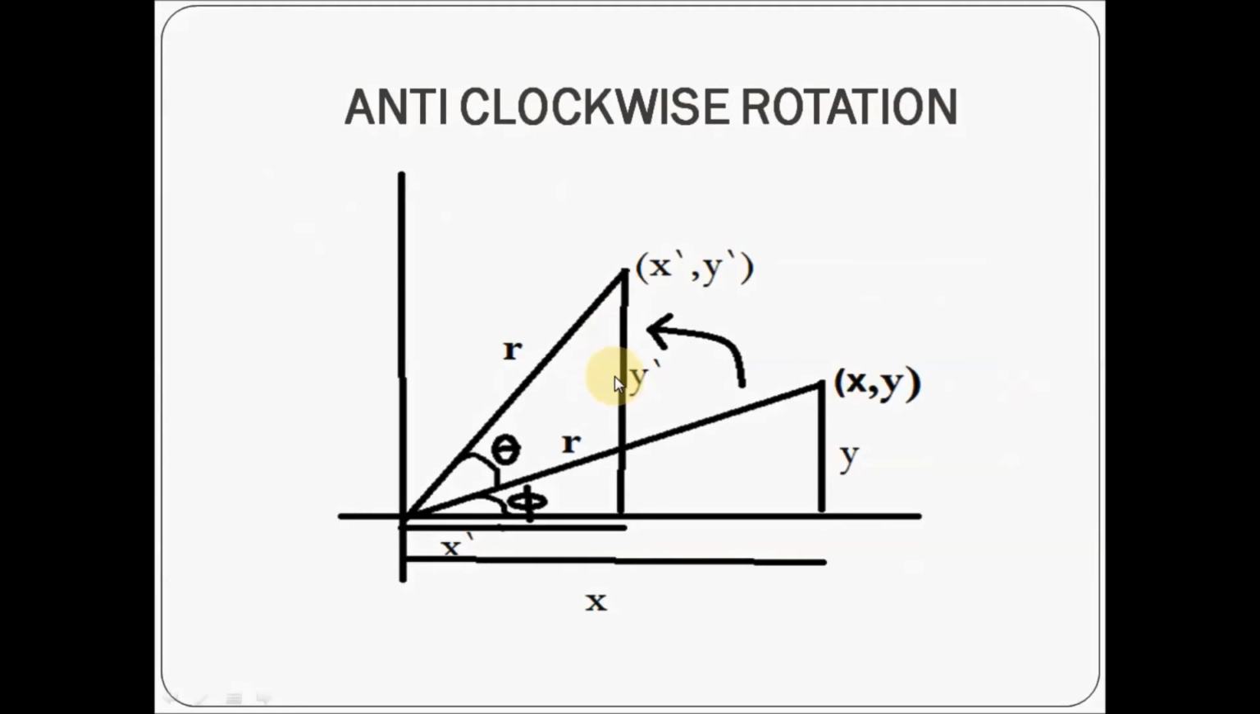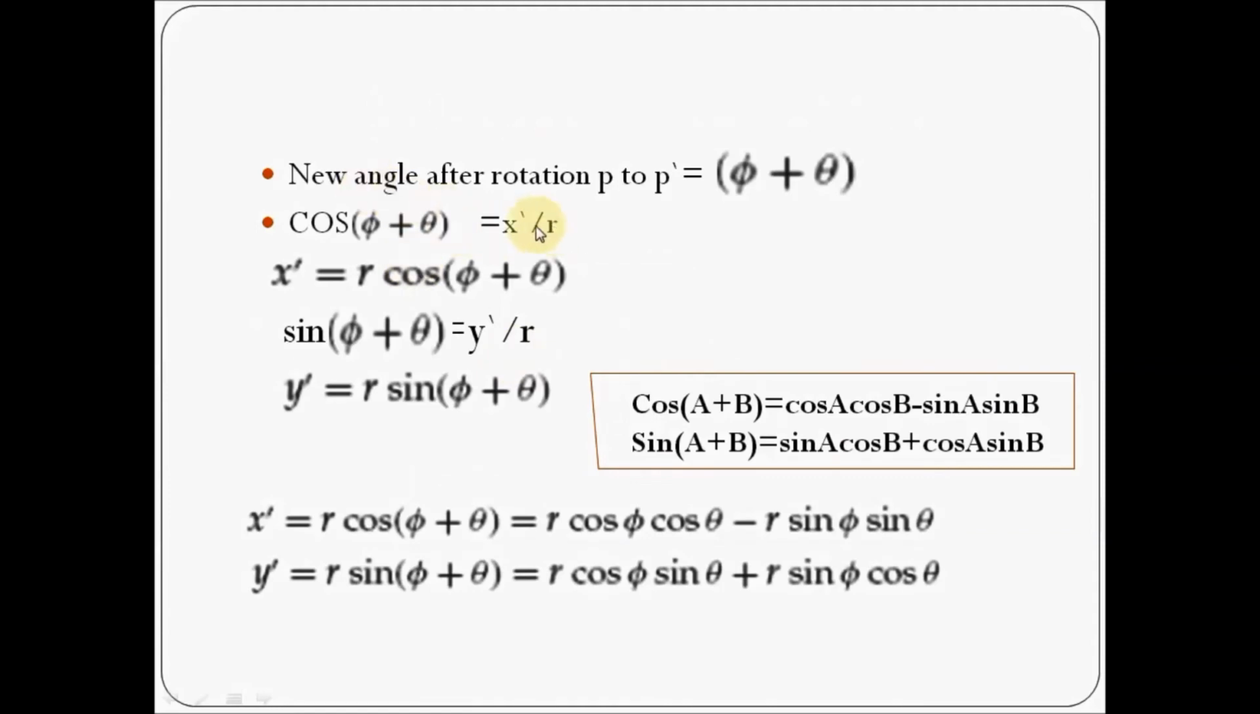So what is the cos theta formula? Adjacent side by hypotenuse. What is the adjacent side? See this triangle, x dash. What is the hypotenuse? R. So x dash by r. I can write this as x dash is equal to r cos of phi plus theta.